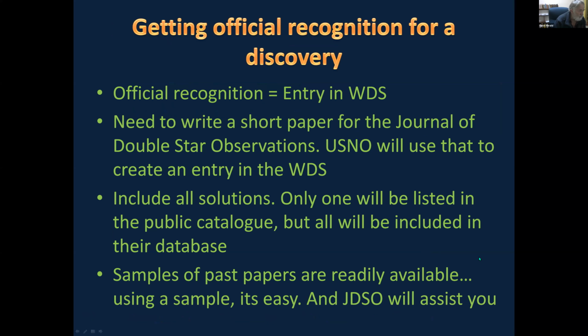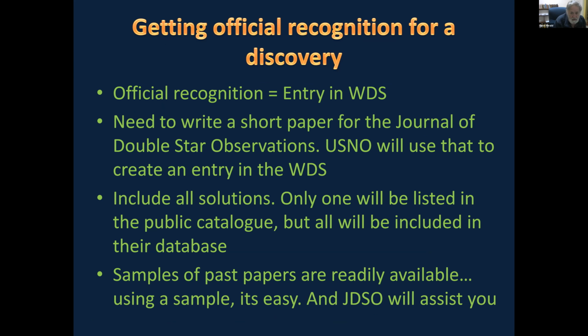And the final form, getting official recognition for a discovery. Yes, we identify a double star in our database. What sort of general recognition is that? Well, we know about it, but nobody else, basically. The official recognition comes by getting into the Washington Double Star Catalog. How does that happen? It does not happen by us writing directly to USNO.